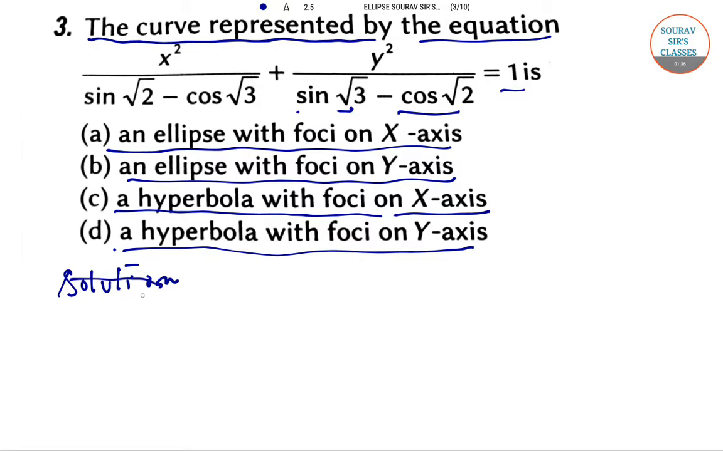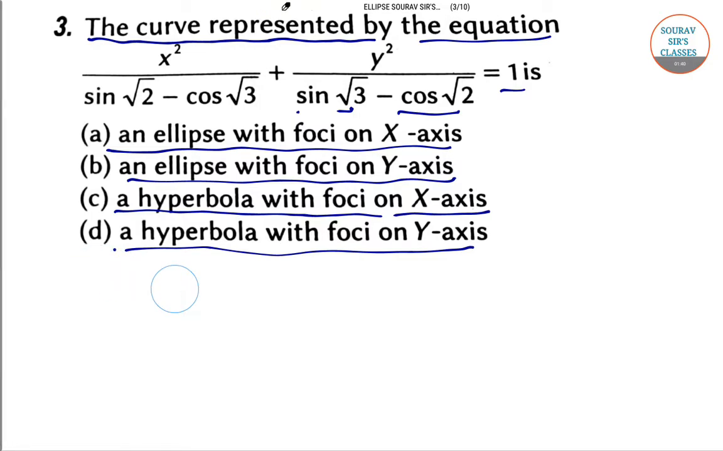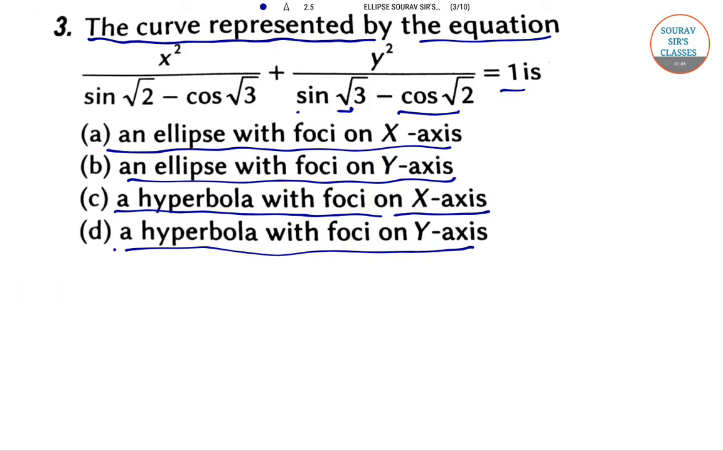And how we will do it? By solving the problem, it will be very clear. So there are four options in front of us: an ellipse with foci on the x-axis, an ellipse with foci on the y-axis, a hyperbola with foci on the x-axis, and a hyperbola with foci on the y-axis. So let's go ahead and do it.